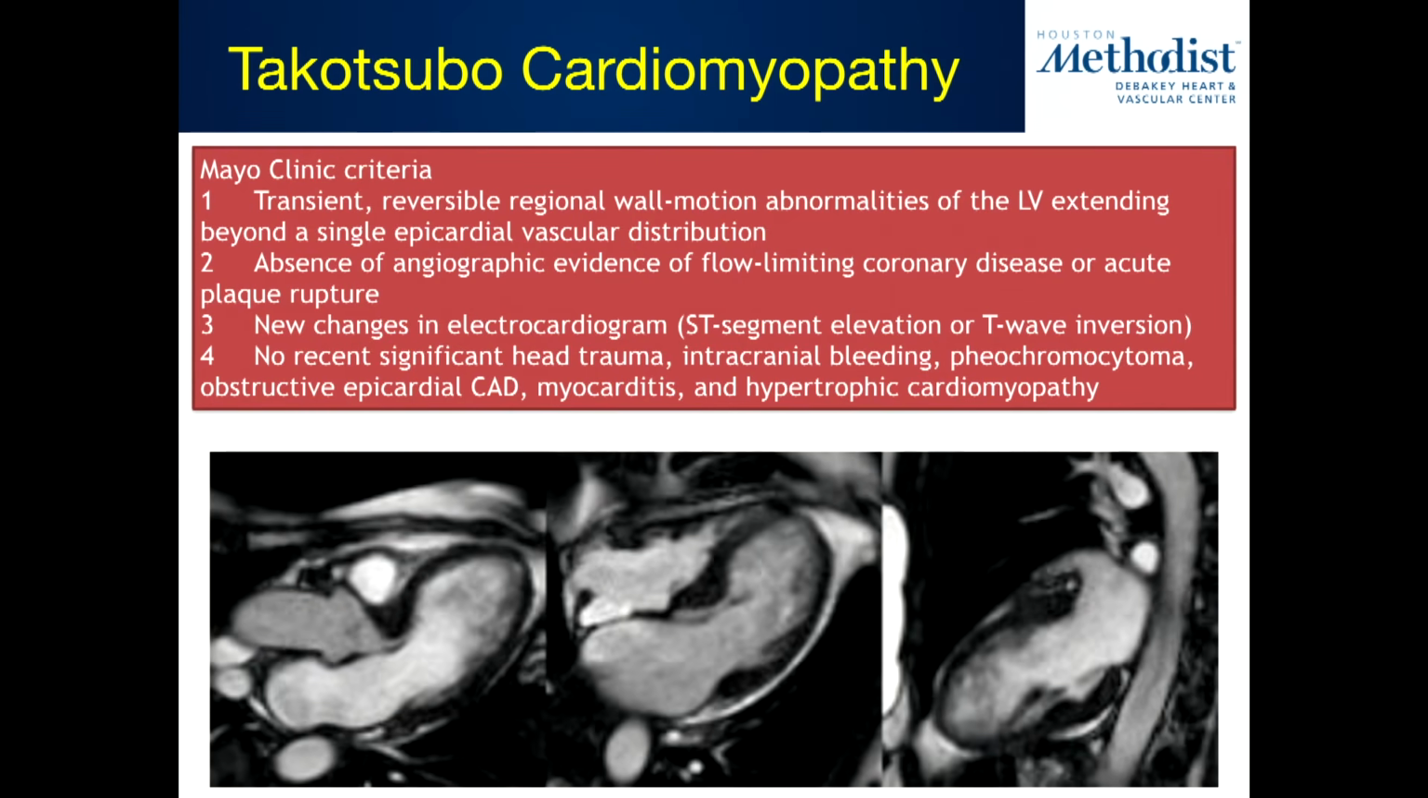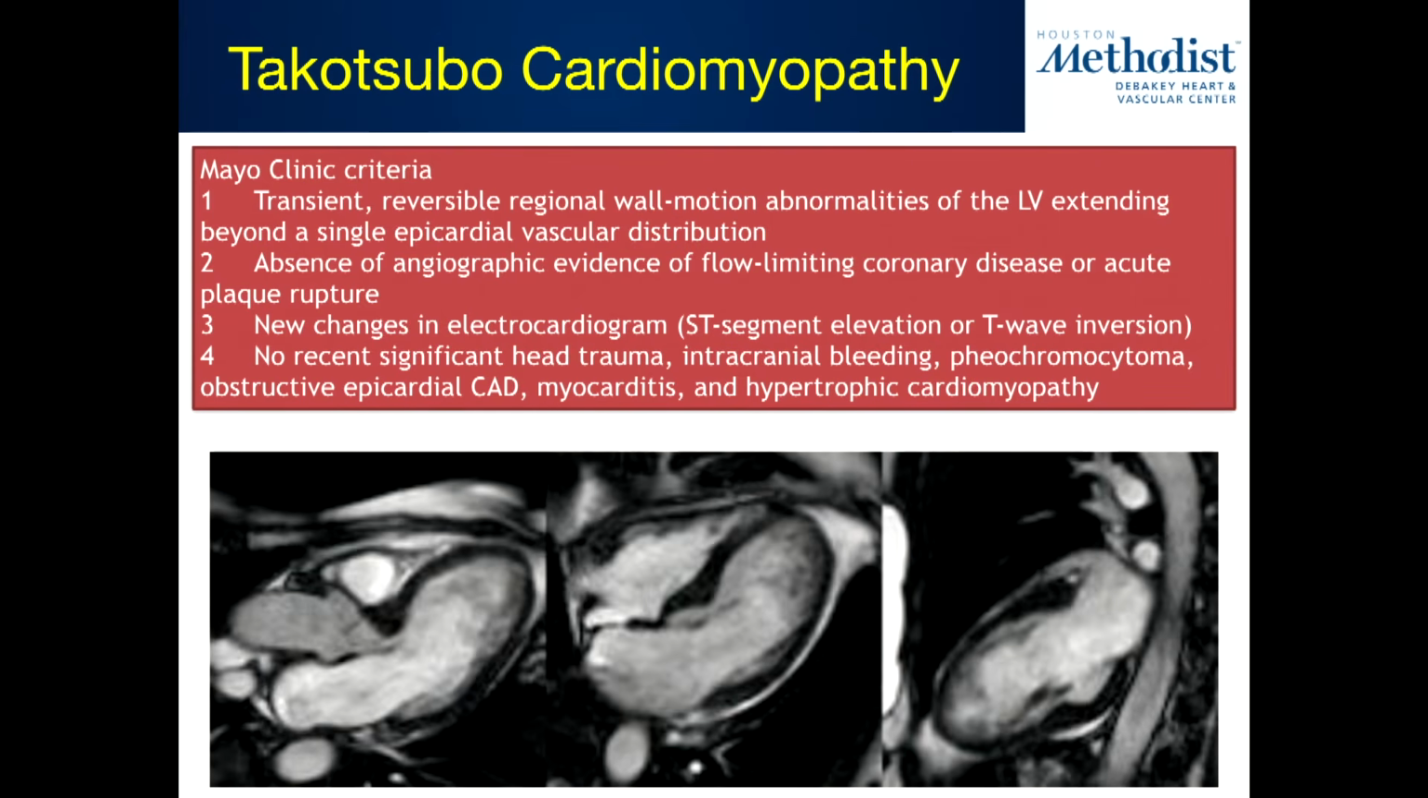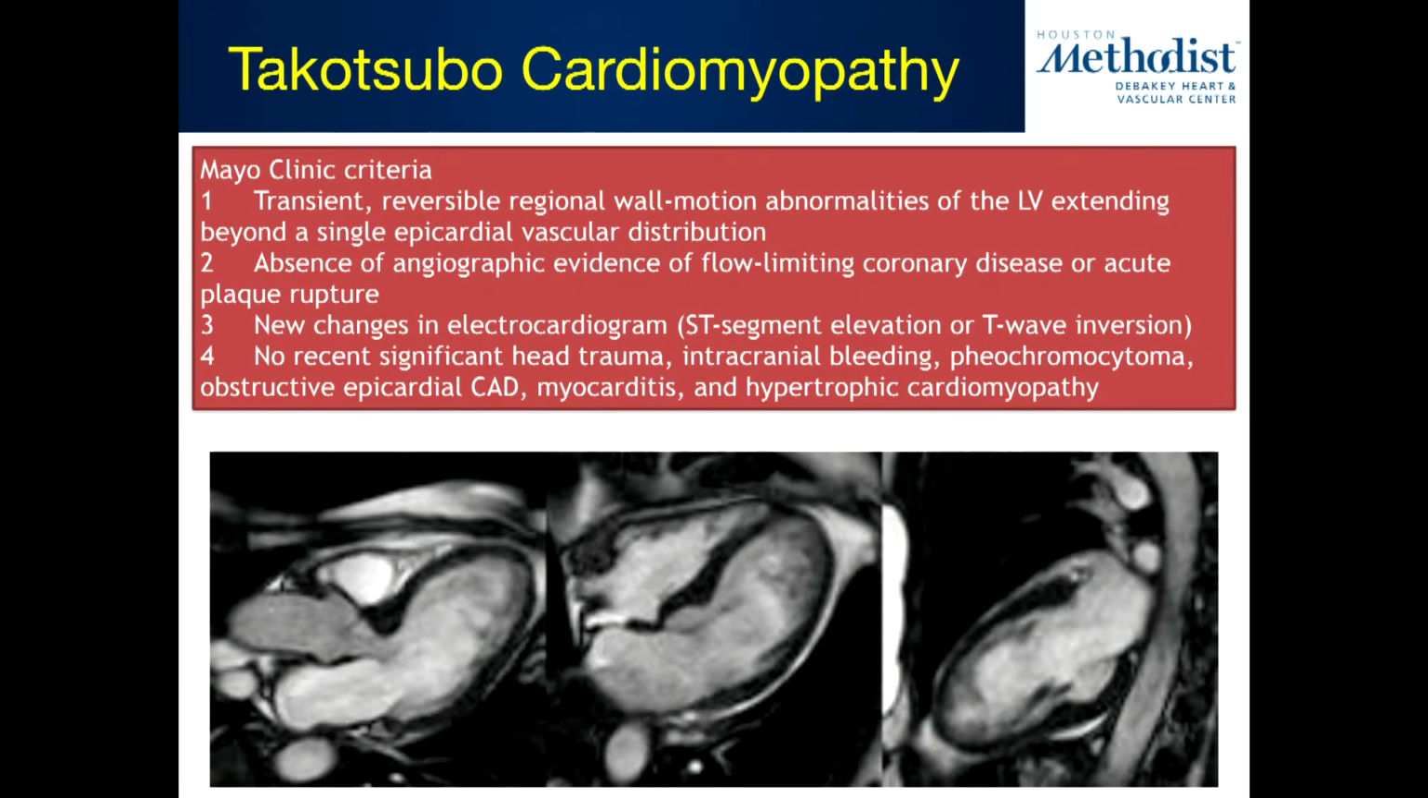What are you looking for? You're looking for transient, reversible, regional wall motion abnormalities that are beyond a single epicardial vascular distribution, and obviously the absence of flow-limiting coronary disease or an acute plaque rupture. You should see new EKG changes, and then you want to exclude other causes that can mimic this, such as intracranial bleeding, pheochromocytoma, hypertrophic cardiomyopathy, et cetera.